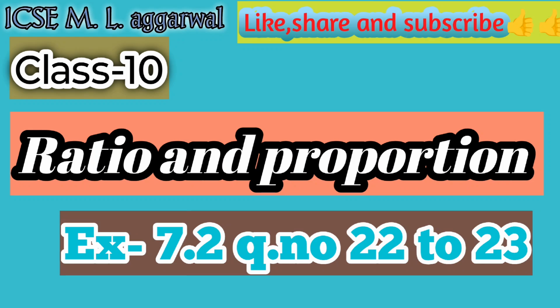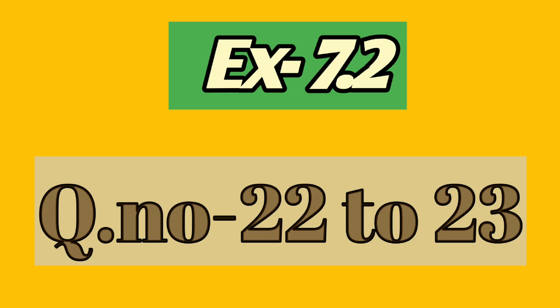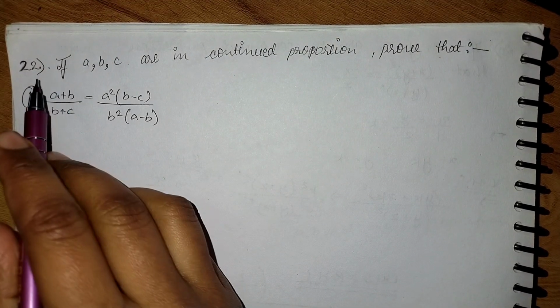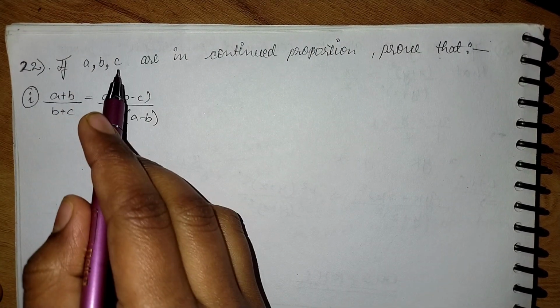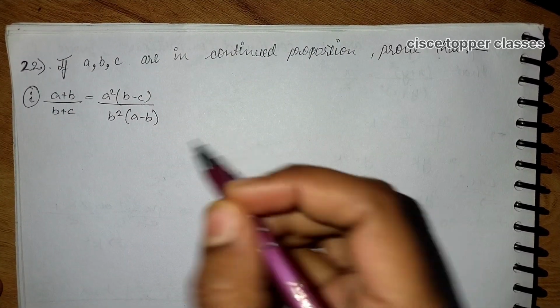Today we are going to discuss Chapter 7 Ratio and Proportion of Class 10 M.L. Aggarwal. So let us start solving this Exercise 7.2, questions number 22 to 23. Now let us solve question number 22 here. We have to prove that A, B, C are in continued proportion here.